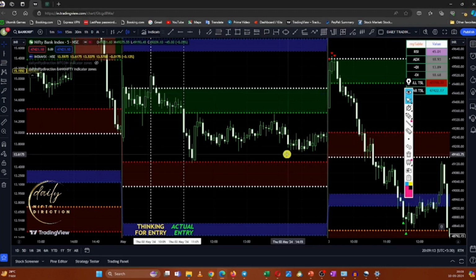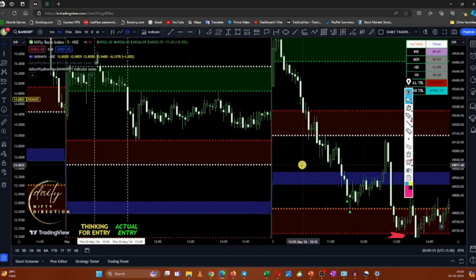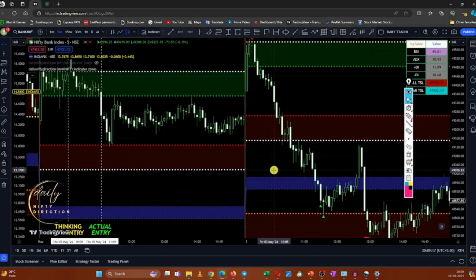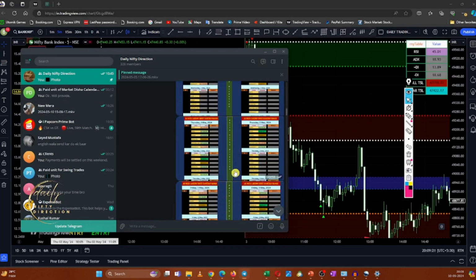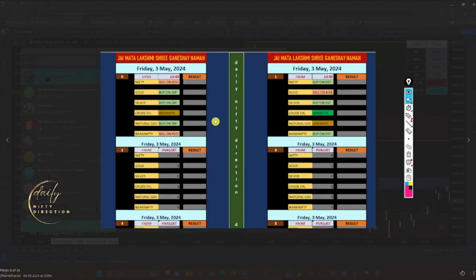Now let us see what happened on 3rd of May. 3rd of May. Sell on rise was expected for the major part of the day, and for the minor part of the day, buy on dip was expected, something around 2 o'clock. Let us see.